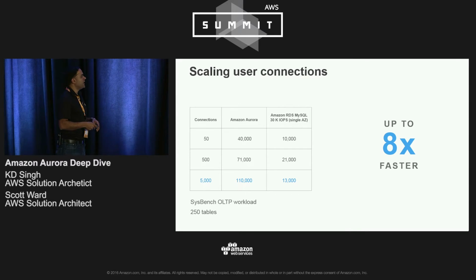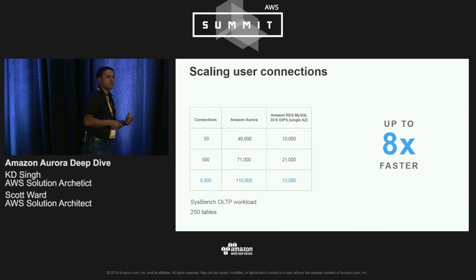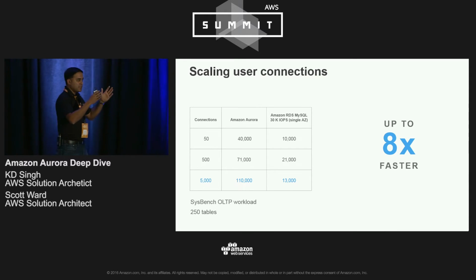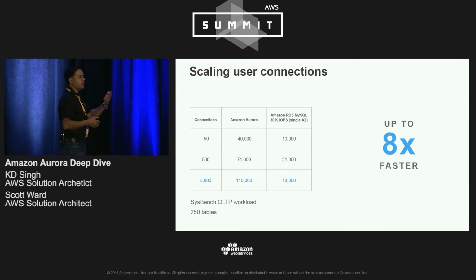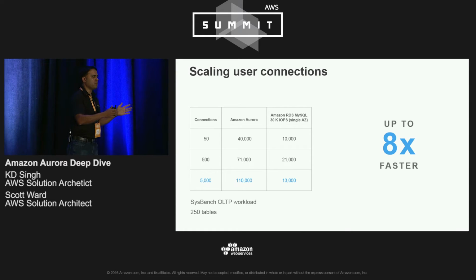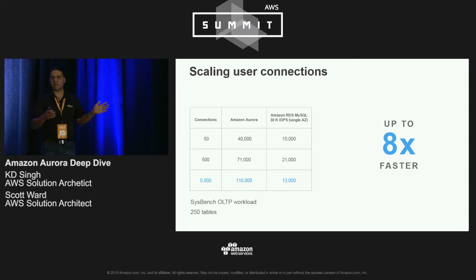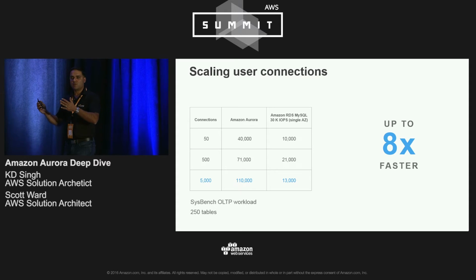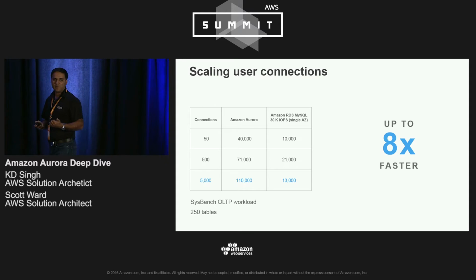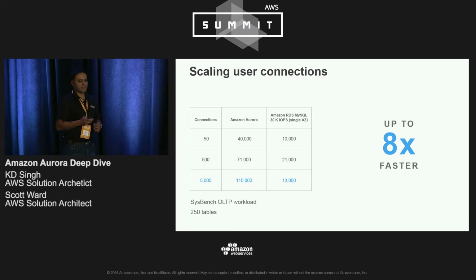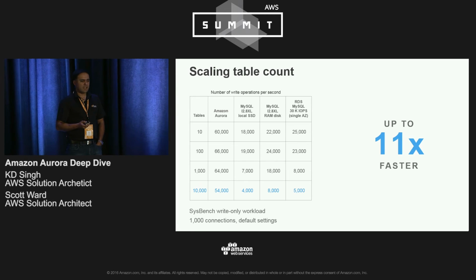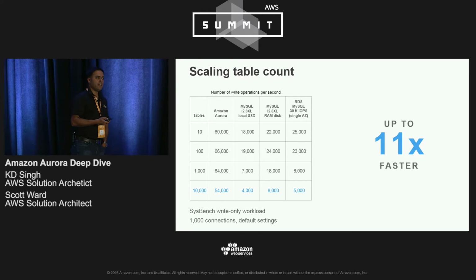We were using 30,000 provisioned IOPS in a single AZ to run MySQL on RDS. This is probably the biggest box for MySQL on RDS that you can get in Amazon. So we compare it against the best we can get in the Amazon environment, and Aurora still performed 8 times better in this case.